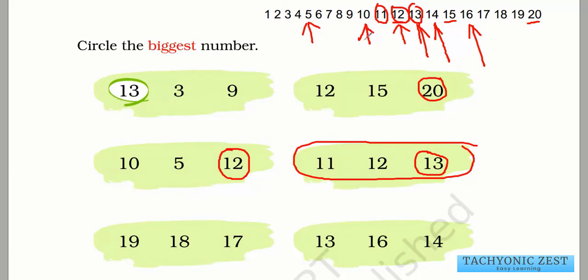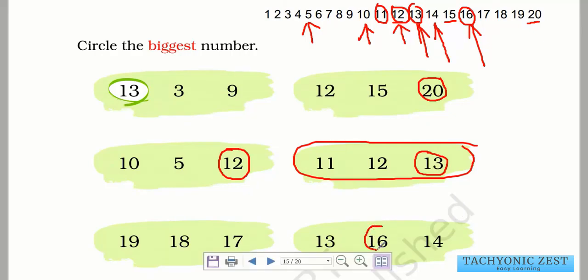So if we count from 10, after 10 comes 11, after 11 it comes 12, after 12 it comes 13, after 13 it comes 14. So is 14 the biggest? No, we have to see 16 also. So after 14 it comes 15, after 15 it comes 16. So 16 comes at the last. So 16 is the biggest number.